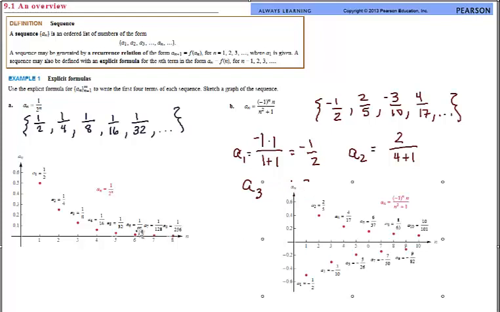Here's the graph, and on this graph you can see that as n approaches infinity, these numbers are also approaching 0, but they're alternating between the positive and the negative realm of a sub n.